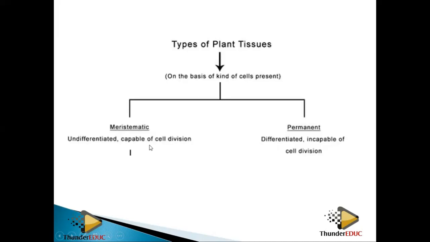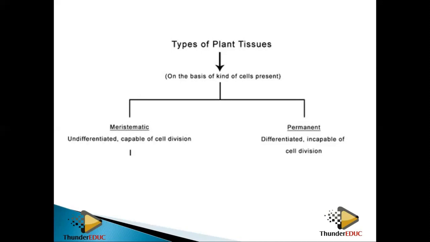They're undifferentiated. They have the ability to divide and to change into other forms. While the permanent, it means that they have differentiated, they are done with modification. They cannot modify into another cell structure. So that's why you're saying that they're permanent. It means that they are old.